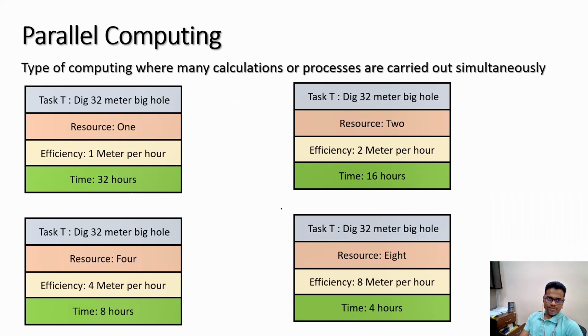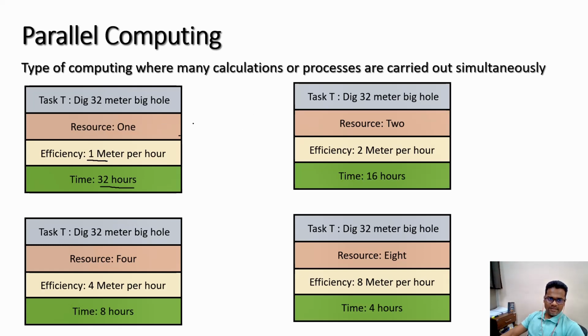of parallel applications. So again, let's revisit our same real life task, digging a 32-meter big hole. We discussed this particular task in the first or second episode. In this first scenario, we have only one resource, and let's assume the efficiency of that resource is 1 meter per hour. Based on this, the entire time required to complete the task will be 32 hours.